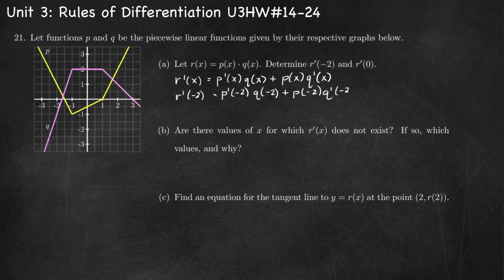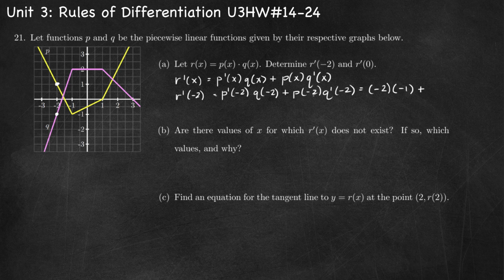q prime of -2. So p prime of -2, that's going to be the derivative of the graph of p when x is -2. So I'm looking here and finding the slope of that line. The slope is -2 at that point. So p prime of -2 is -2. Next we want q of -2. Q of -2 is right here. We're reading that from the graph. It's -1.